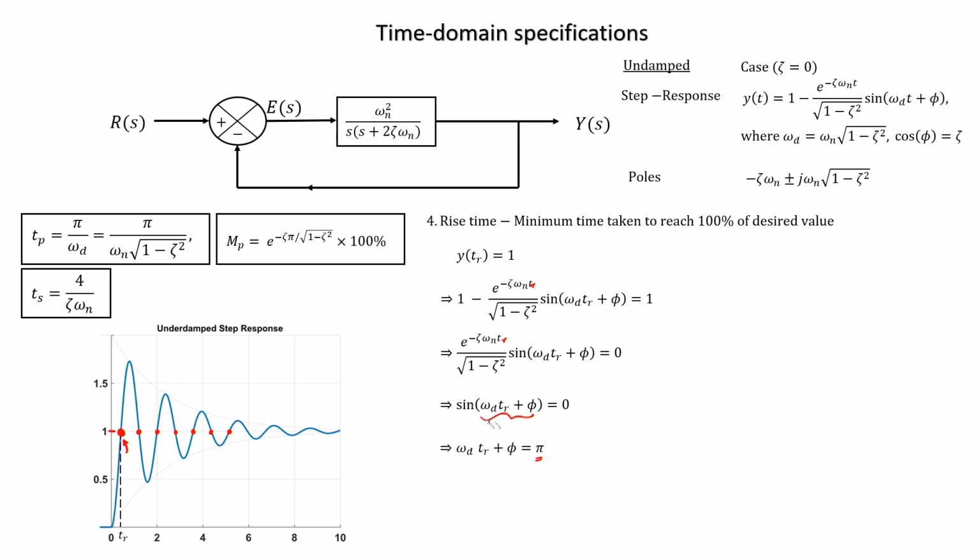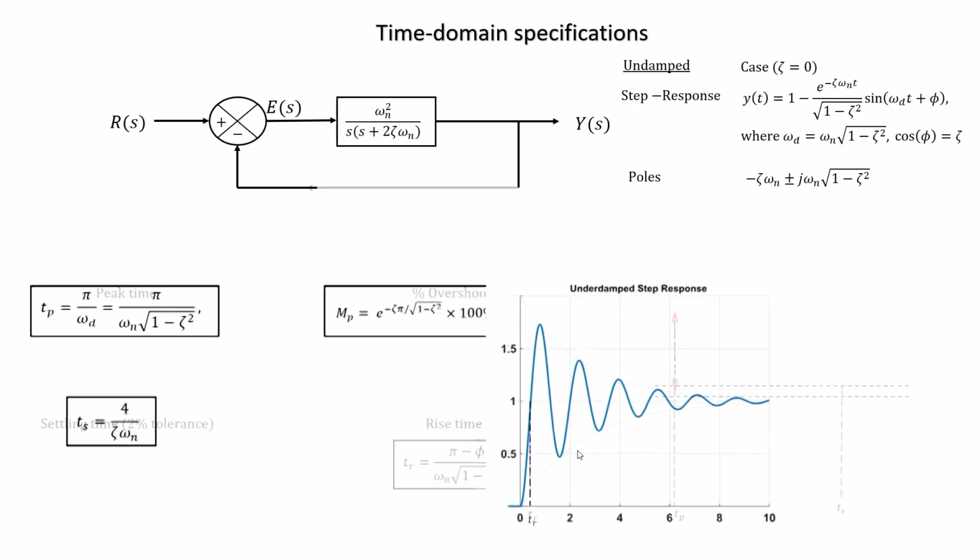because if I take 0, of course, someone can argue why not sine of 0 equal to 0. So, if I take 0, then this becomes omega TR plus phi equal to 0, right. Then TR becomes a negative number, because phi in this case is positive. So, that is why we will have omega TR plus phi equal to pi, and therefore, TR will come out to be pi minus phi by omega n root over of 1 minus zeta square.